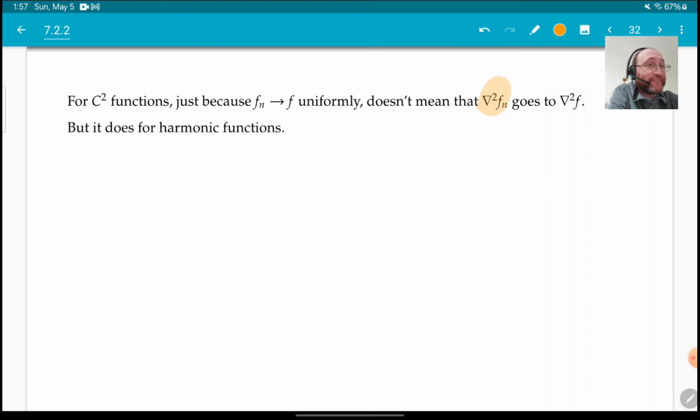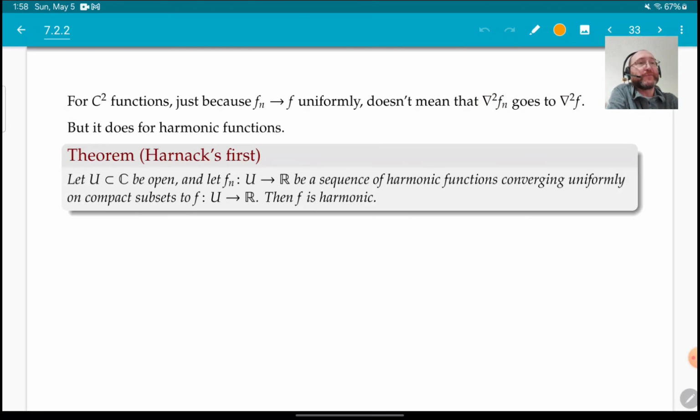So basically, if all of these things are 0, then this guy is also 0. Right, that's basically what it says. So suppose that I have a sequence of harmonic functions, Fn, and suppose it converges uniformly on compact subsets to some f. Then that f is harmonic, right? So the uniform limit of harmonic functions is in fact harmonic, even though maybe it wouldn't be what we would a priori expect for C2 functions, right?